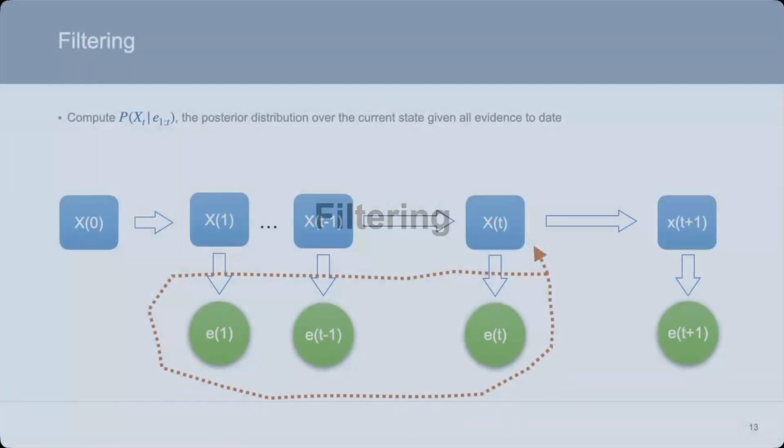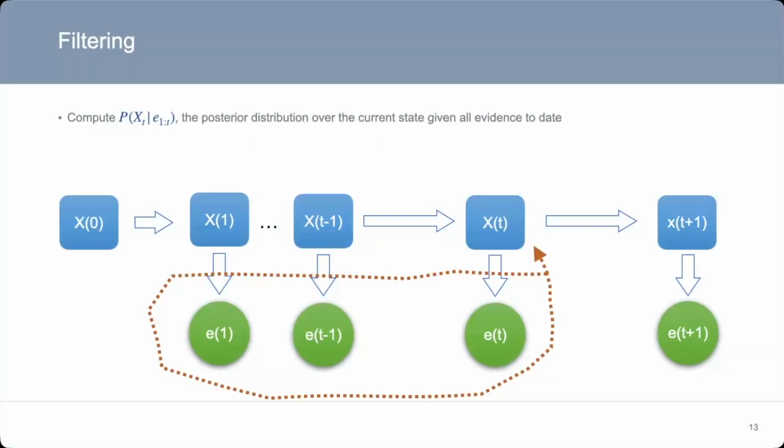Let us now discuss filtering in some more detail. Filtering essentially computes the posterior distribution over the current state given all the evidence so far. That is, we have to compute P(xt given e1 to t). Pictorially, we can represent it as given in the figure.